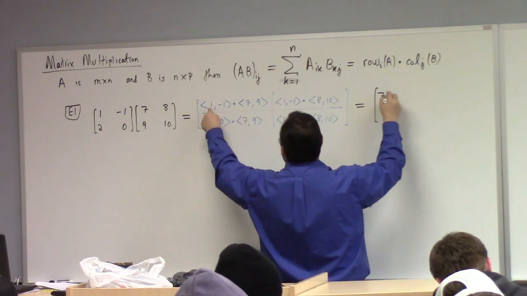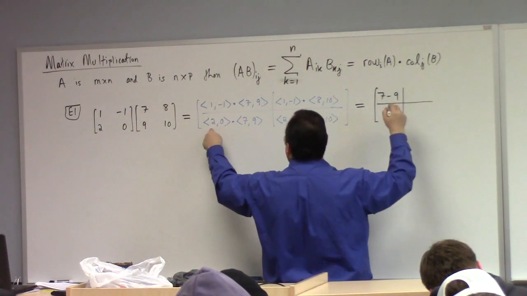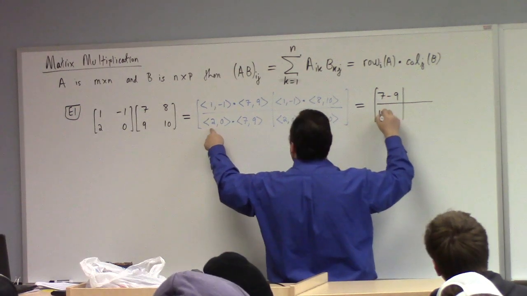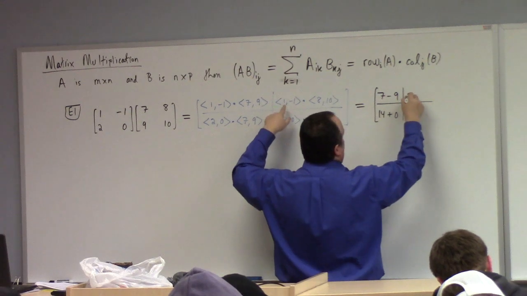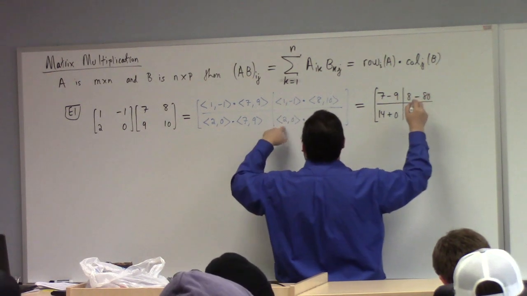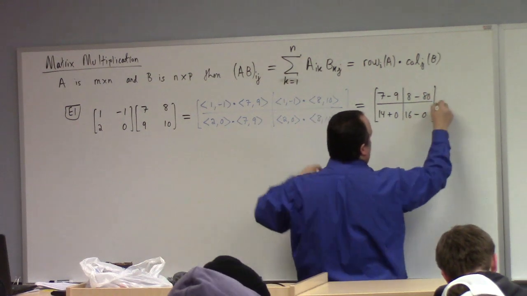7 minus 9. Here we got 14 plus 0. Up here we got 8 minus 80. Down here we got 16 minus 0.